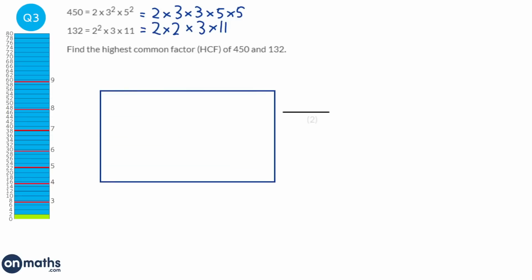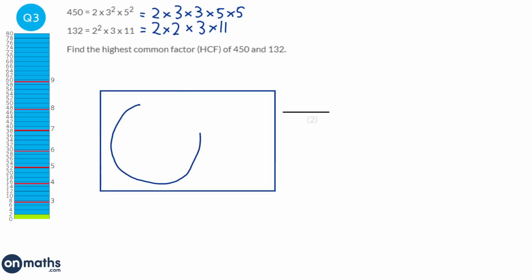So let's just do a rectangle on the outside. I'm going to try and do some nice circles here. Try my best anyway. Okay, so on the left hand side we have the 450, on the right hand side we have the 132. So we'll start with the 450 and the numbers.